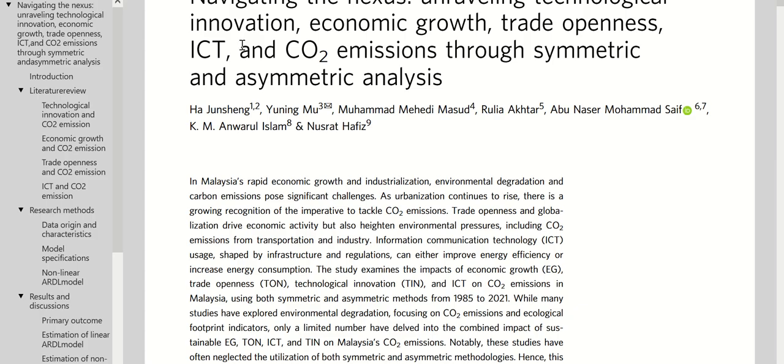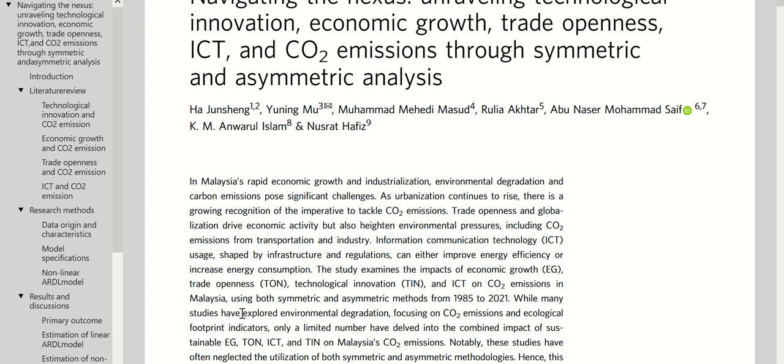Now we are going to step 2: identify the research problem. We read this area in full. The study examined the impact of economic growth, trade openness, technological innovation, and ICT on CO2 emission in Malaysia using both symmetric and asymmetric methods from 1985 to 2021.